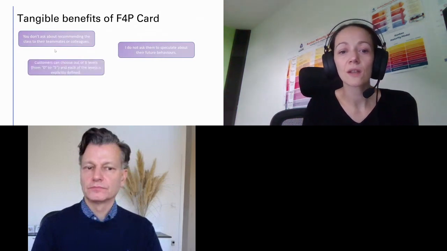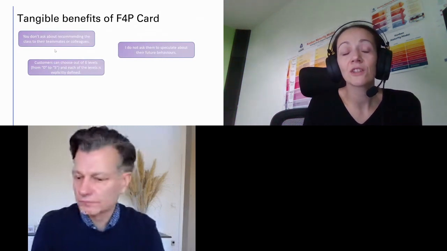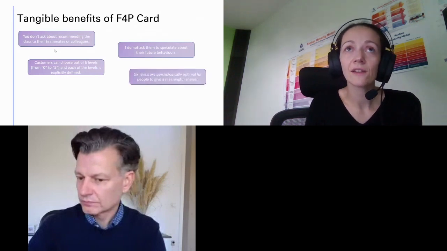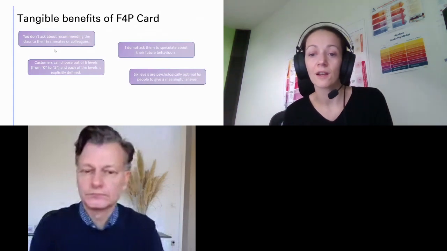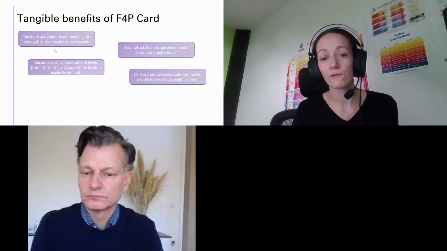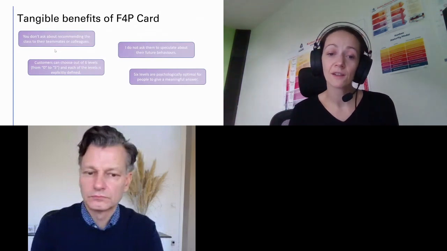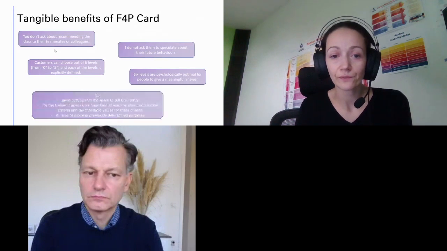A customer can choose out of 6 levels, and each of these levels is clearly defined. These 6 levels are psychologically optimal for people to give a meaningful answer. Having more than 6, like in some surveys where you have from 0 to 10, it is difficult for people to decide what 0 means, what 10 means. When you have 6 levels and each of them is described, it's easier to choose.